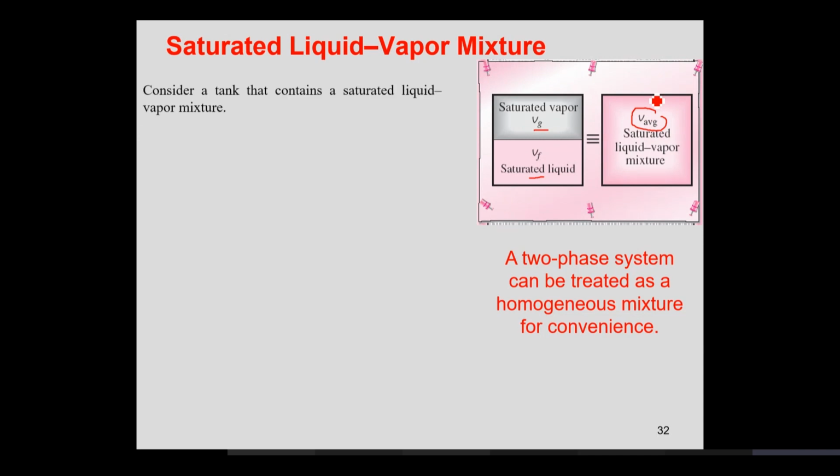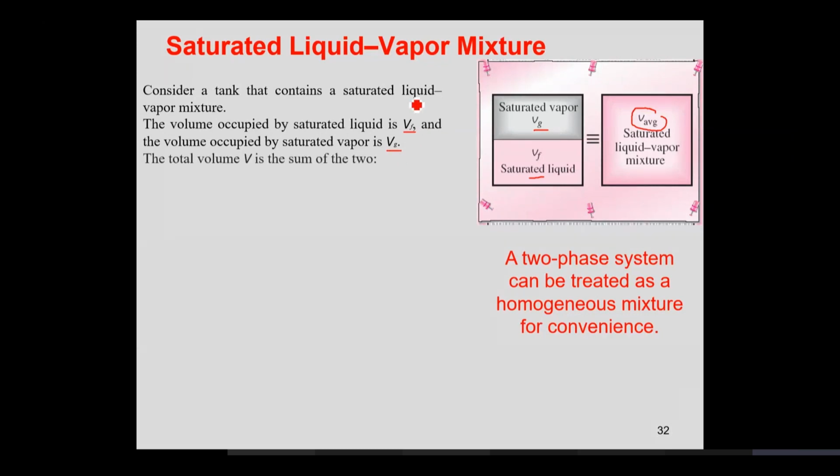Let's see. Consider a tank that contains a saturated liquid and vapor mixture. The volume occupied by saturated liquid would be Vf, and the volume occupied by saturated vapor would be capital V subscript G. The total volume would be the summation of the two volumes. That means the total volume of your system would be the volume of saturated liquid plus the volume of saturated vapor. And I can express any volume in terms of mass multiplied by specific volume. So I'll replace these volumes with mass multiplied by specific volumes.